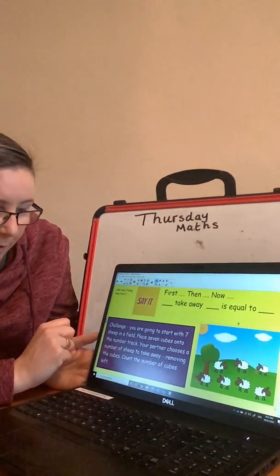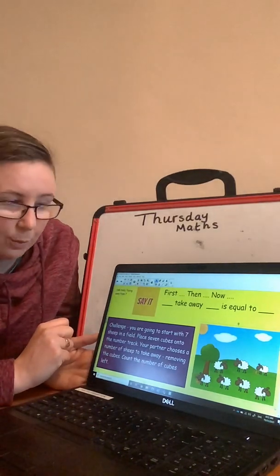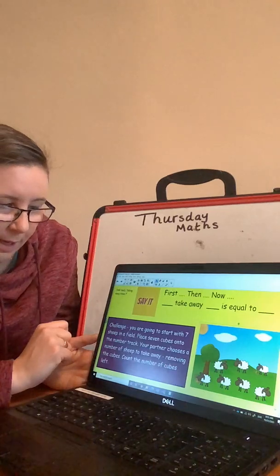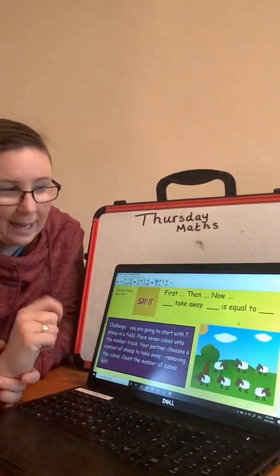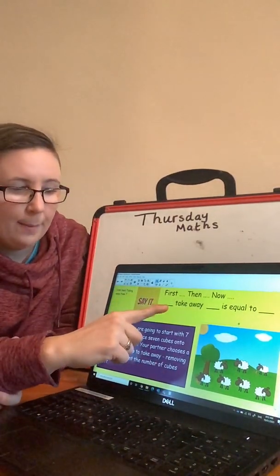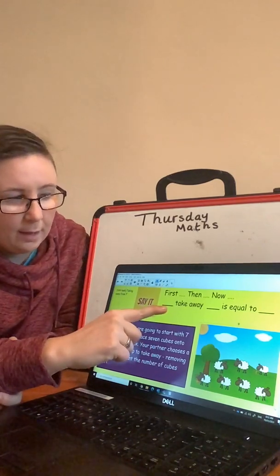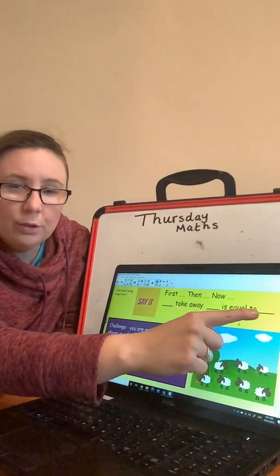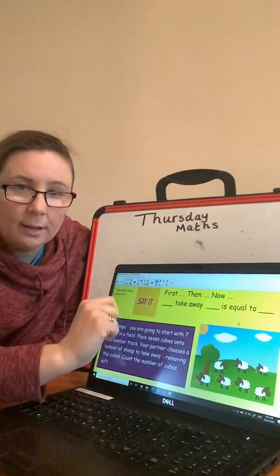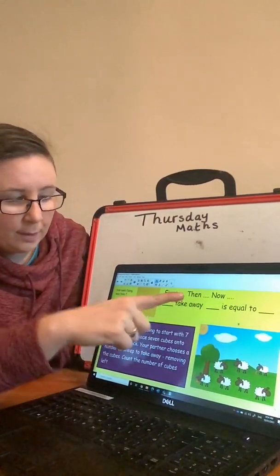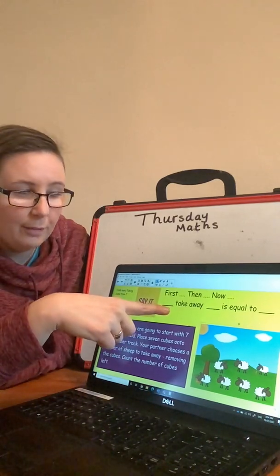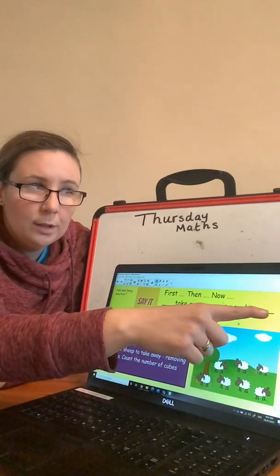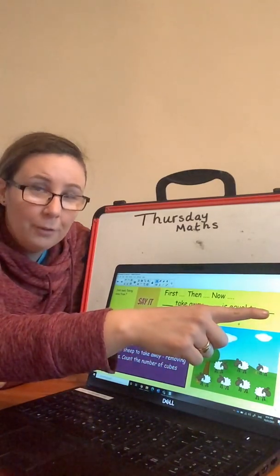Then your partner is going to choose a number of sheep to take away, and they're going to take that number of cubes away, pretending they're sheep. And then you need to count the number of cubes that are left. And you're going to say the biggest number here, take away the number that they took, is equal to, and then here you say the answer. So there might be 7 sheep. So 7 take away 2 is equal to 5.